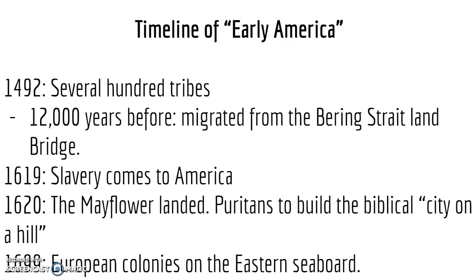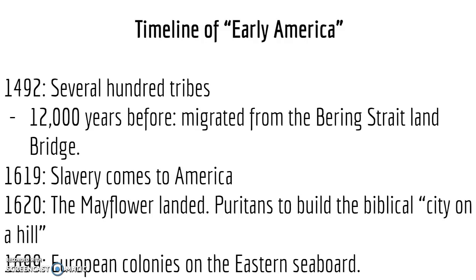1492: several hundred tribes all across North America. The majority of the Native Americans migrated from the Bering Strait land bridge 12,000 years before that. So they had been on this land forever. And then in 1619, unfortunately, slavery comes to America.